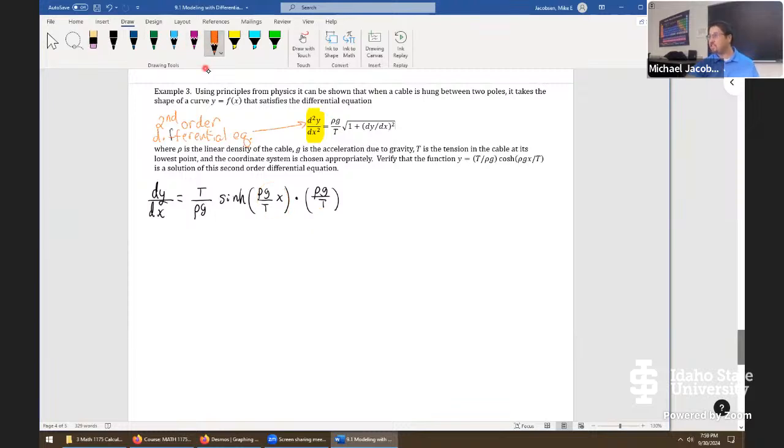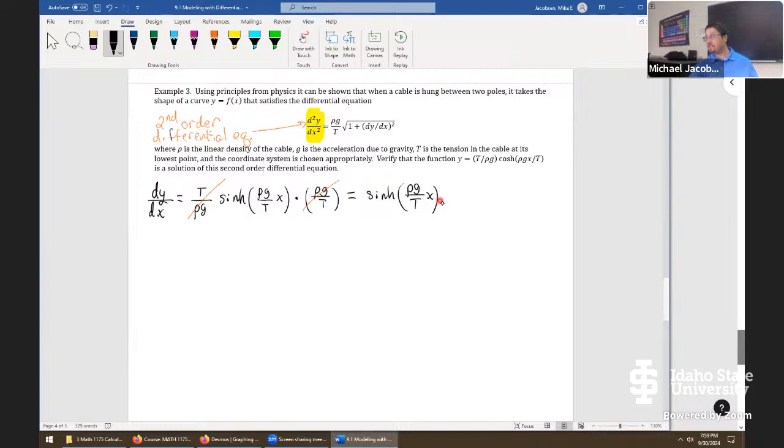Which means we get some cancellations. This t divided by rho g will cancel with its reciprocal on the far right. So the first order derivative is hyperbolic sine of rho times g divided by t for tension times x. So that's one derivative down. I don't know how that turned black. That's weird. We're going up to the second order derivative, so we'll just do it all over again.